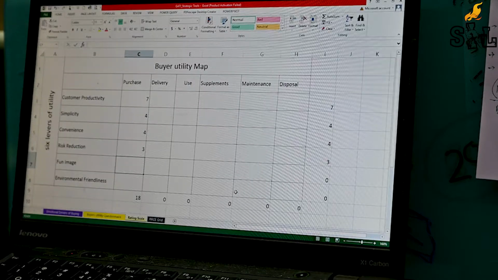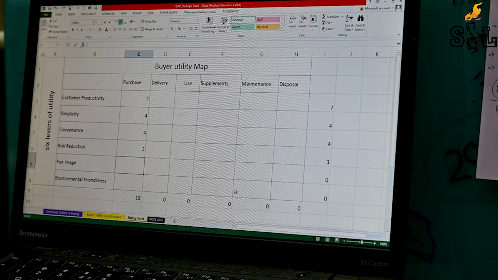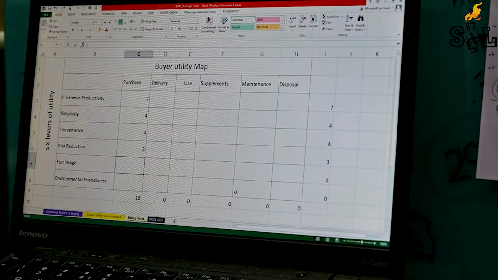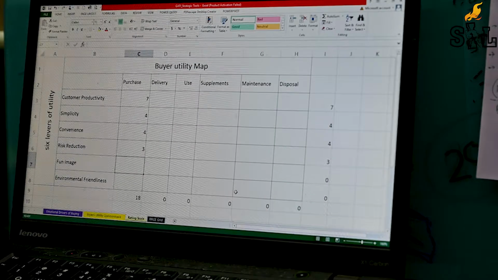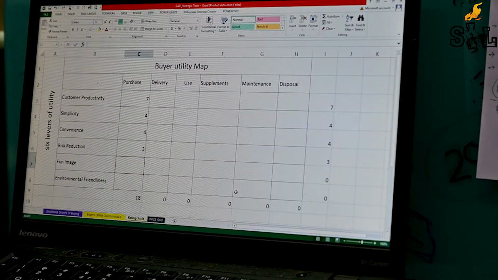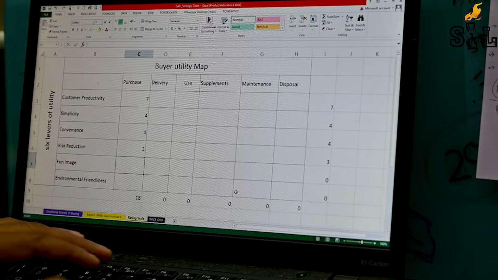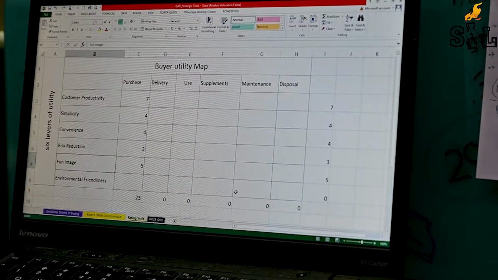Fun and image. How is my courier boy looking? How is my sales guy looking? What is the dress code that they wear? Do they look smart? Are they fit? Do they smile? How is the image of the company? That's where we would look at it. So this is where I can rate 5.